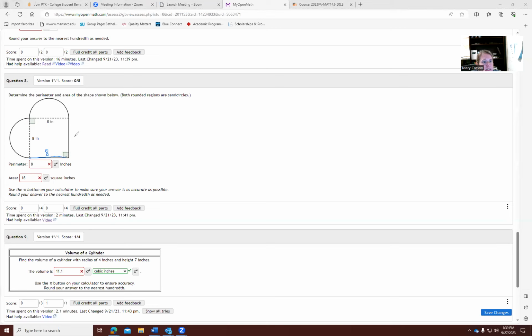So we know this is 8 and this is 8. And then we need to get this and this. If you think about it, perimeter is the same thing as circumference, and we're looking at half of a circle here. So it'll be 1/2, and our circumference formula is 2 pi r. We have 2 of these, one here and one here.